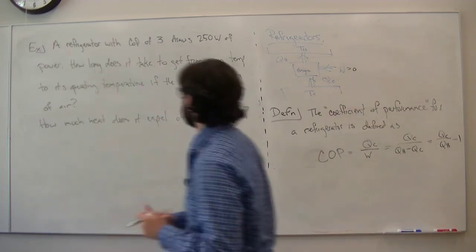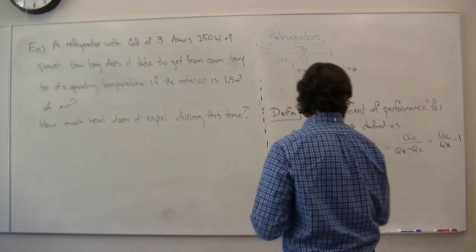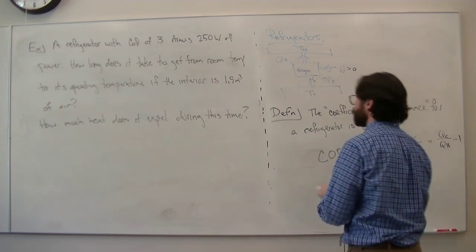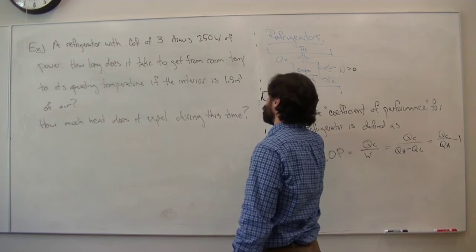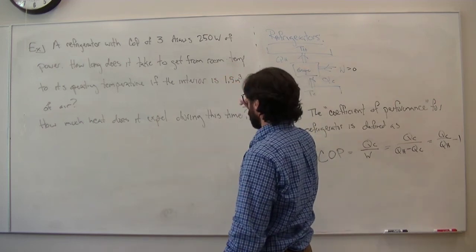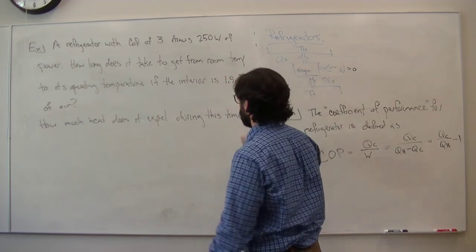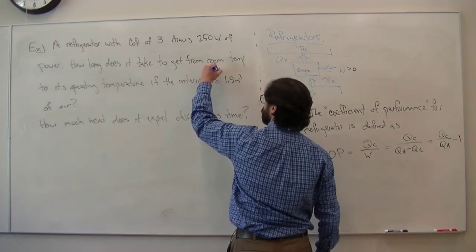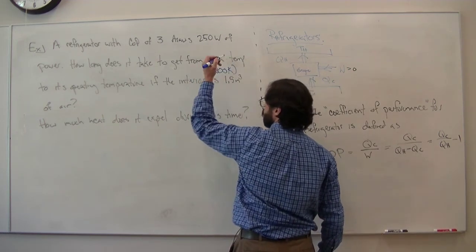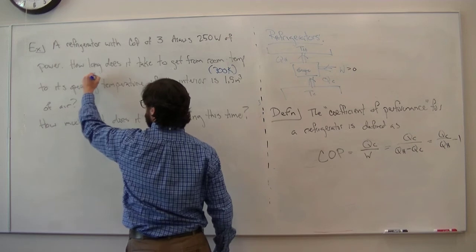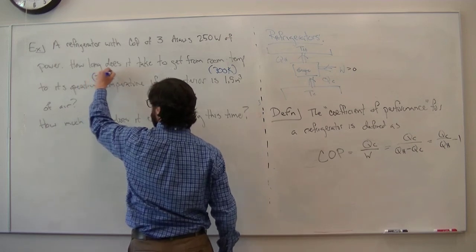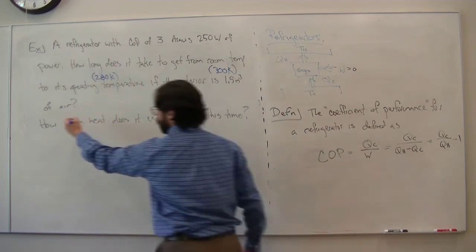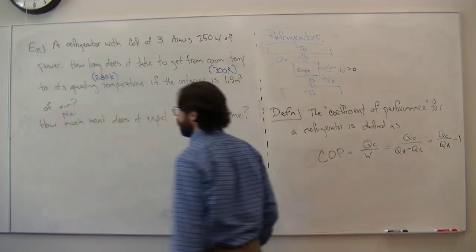Okay, so I get a nice new refrigerator out of the box. It's got a coefficient of performance of 3. It draws 250 watts of power. And I plug it in at room temperature. Let's call room temperature 300 degrees Kelvin, and let's say operating temperature is about 280 degrees Kelvin. Seems reasonable. And of course, we'll say nitrogen is N2.